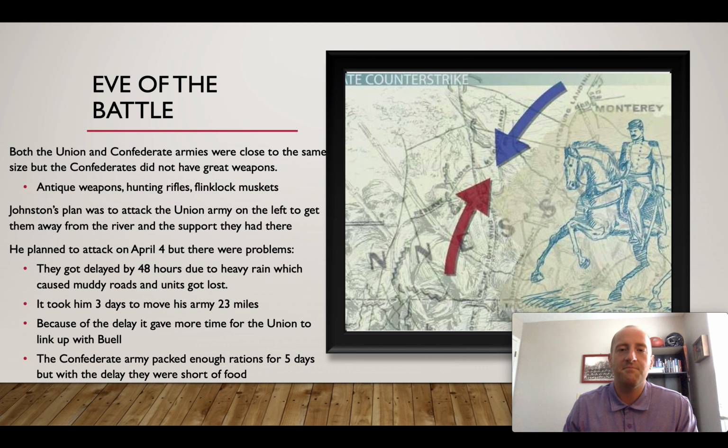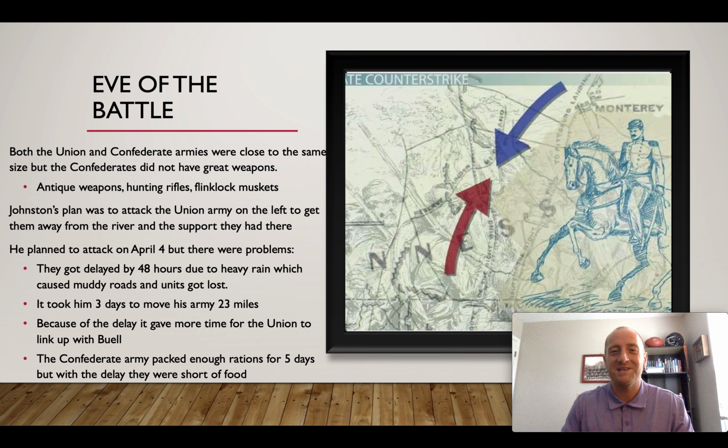So on the eve of the battle, both the Union and Confederate armies were close to the same size, but the Confederates were a mess. They didn't have weapons that were good enough at the time. They had antique weapons, they had hunting rifles, they had flintlock muskets, and his plan was to attack the Union to the left, which is to cut them off from the river. That's what Johnston and the Confederate Army wants to do. They planned the attack for April 4th.